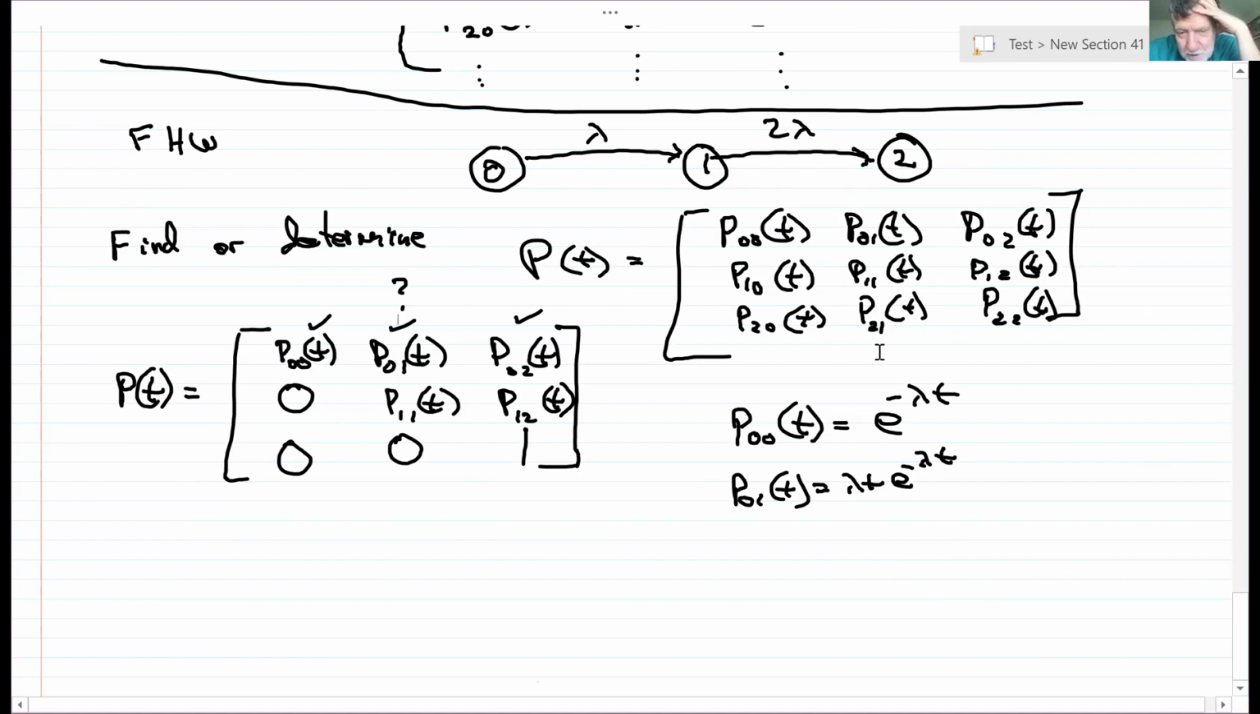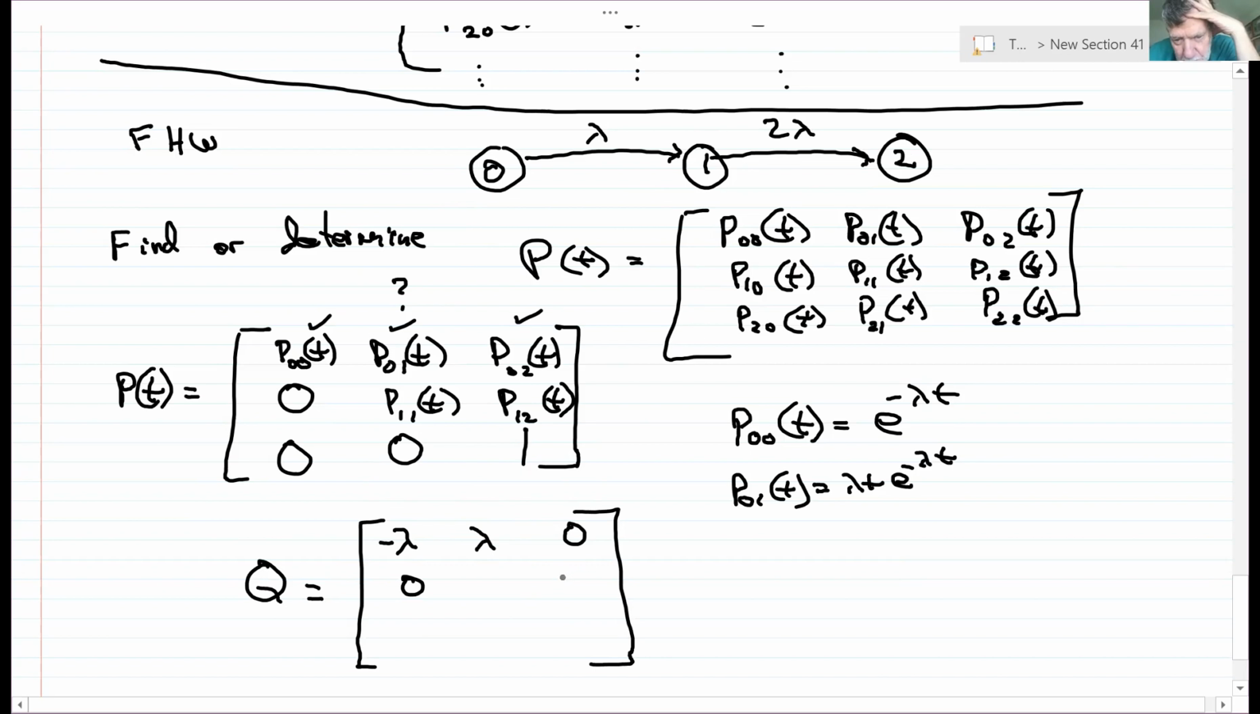How would Q look? Q would look like this: the rate going from 0 to 1 would be lambda. The rate going from 0 to 2 would still be 0. So far, no change. From 1 to 0 can't happen. From 1 to 2, there's the change. That would be 2 lambda. And so what would this be? Minus 2 lambda.